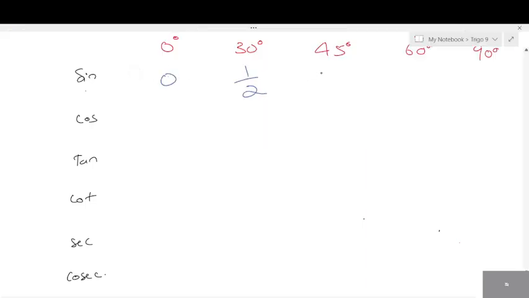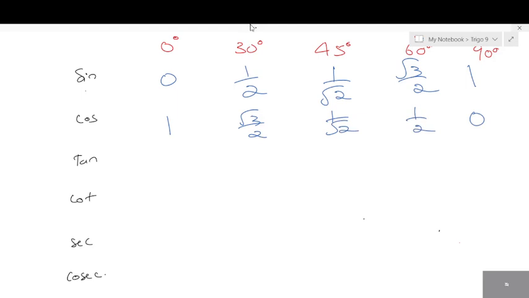0, 1 by 2, 1 by root 2, root 3 by 2, and 1. Okay, for cos all the reverse values: 1, root 3 by 2, 1 by root 2, 1 by 2 and 0.